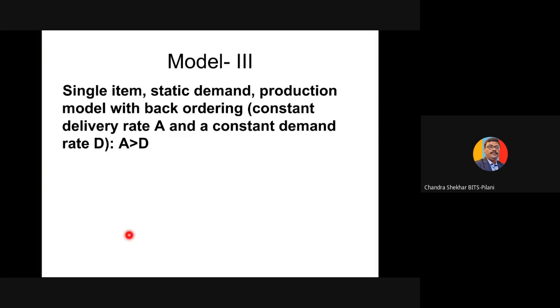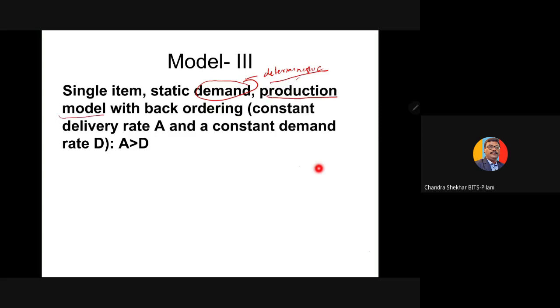So now let us start with model three, the single item. As I've told you, we can have a number of items also, but here we are taking the single item. Static demand means demand is deterministic, and in the deterministic case it is also static. Means for the different periods we know the demand in advance with certainty.